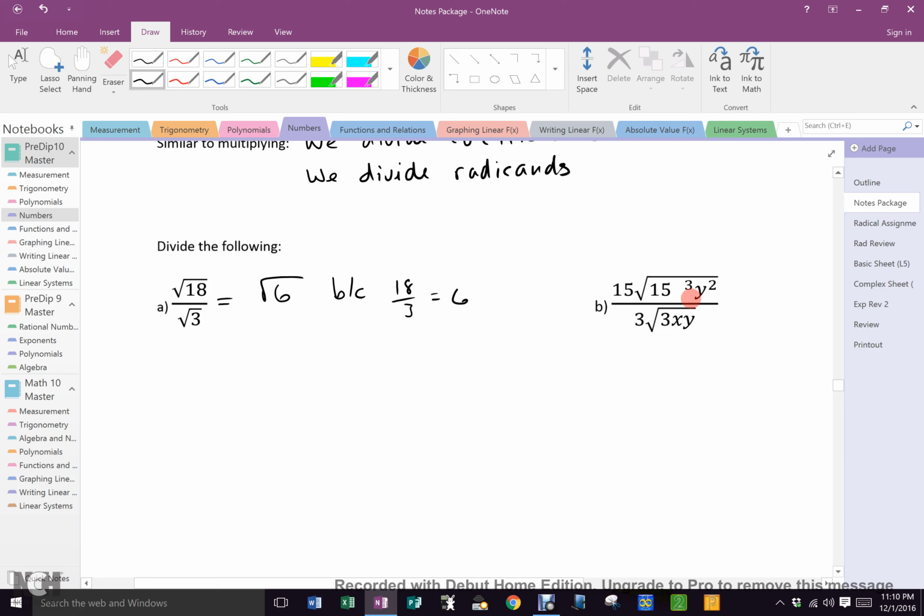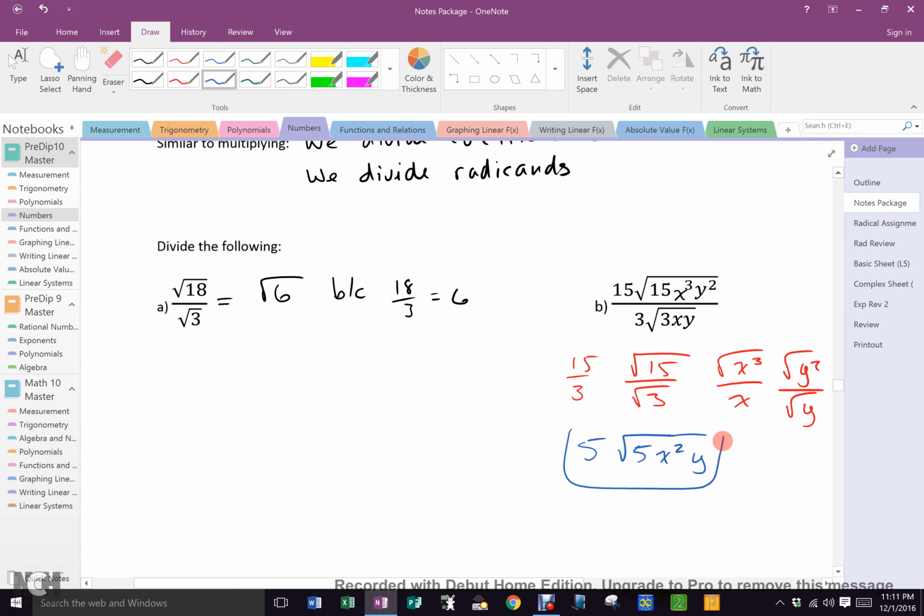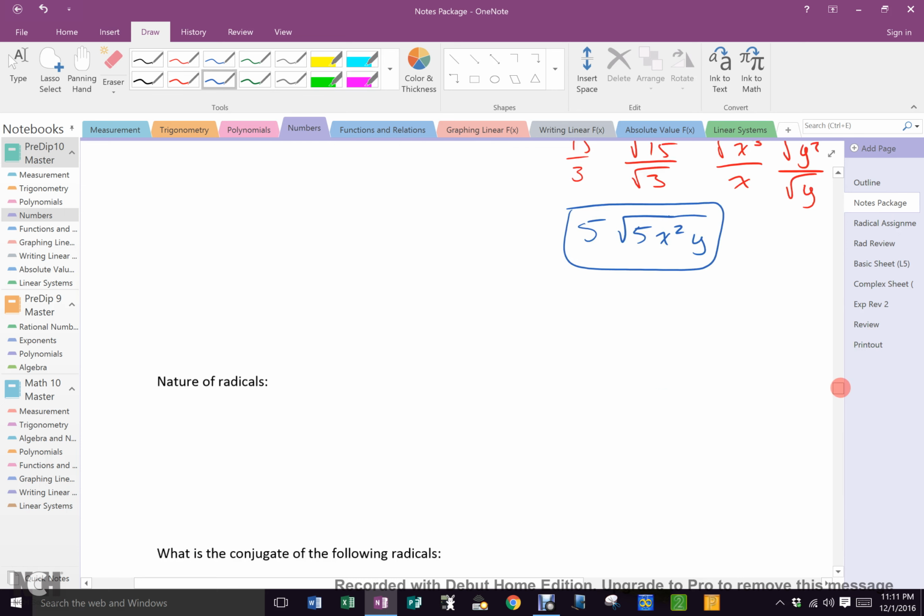Now here, there's probably supposed to be an x there. I don't know why there isn't, but let's assume there is. So this is 15 over 3 and root 15 over root 3 and root x cubed over x and root y squared over root y. And then we just do all of them. 15 divided by 3 is 5. Root 5 x squared y. We just follow the regular rules.